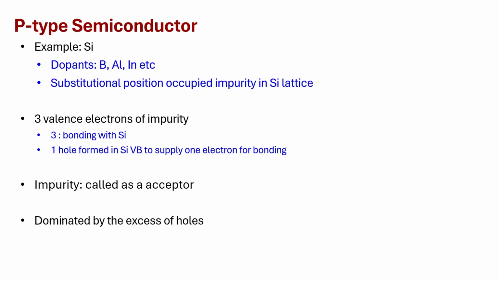Conversely, in a p-type semiconductor, we use a dopant like boron, aluminum or indium, which again occupy substitutional positions. If we now draw the lattice of silicon, these are all silicon atoms. Some of these silicon atoms will be replaced by things like boron. Again we have bonding here, covalent bonds with the nearest neighbors.